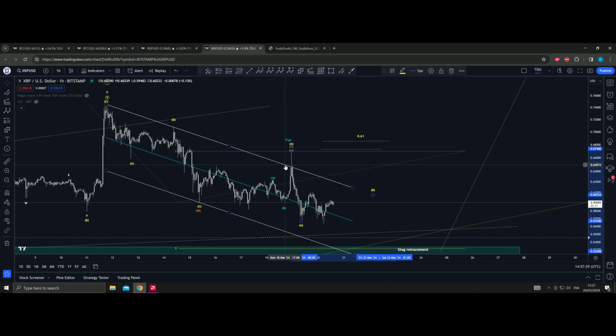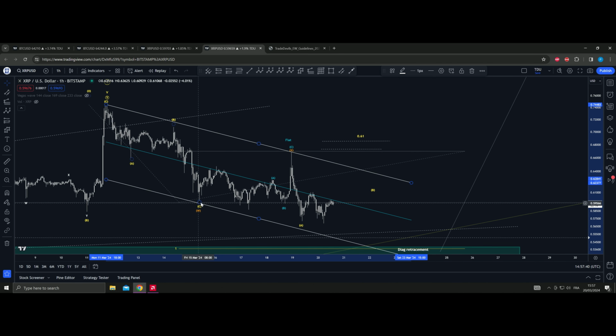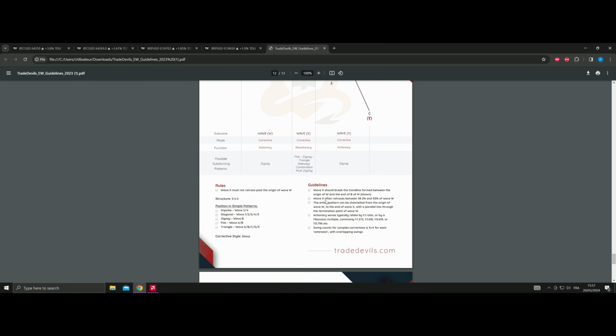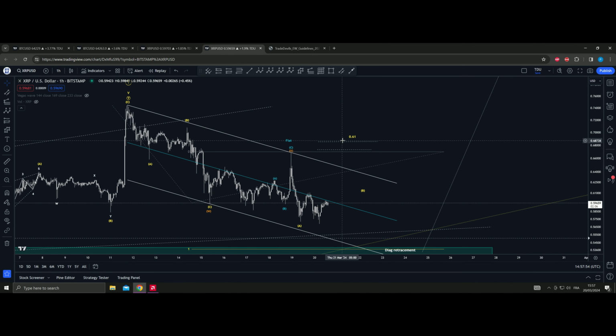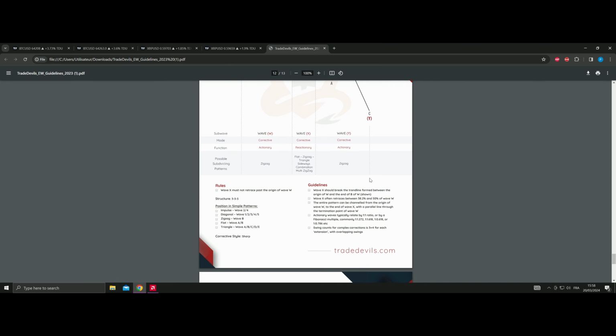So it broke. The next thing we do is we form another channel from the origin to the wave X and down to the W. All right, so wave X often retraces between, okay, we have the usual retracement. Let's check that. We have 0.61 here. Okay, we go to the W and then we measure, and it's literally 0.5. So we're good there as well.